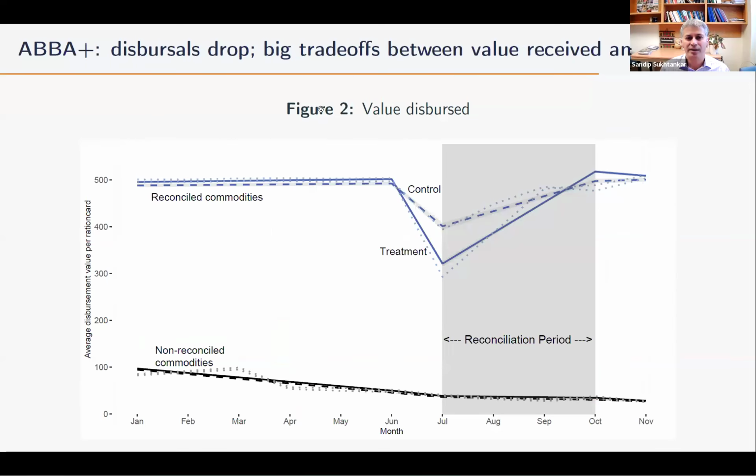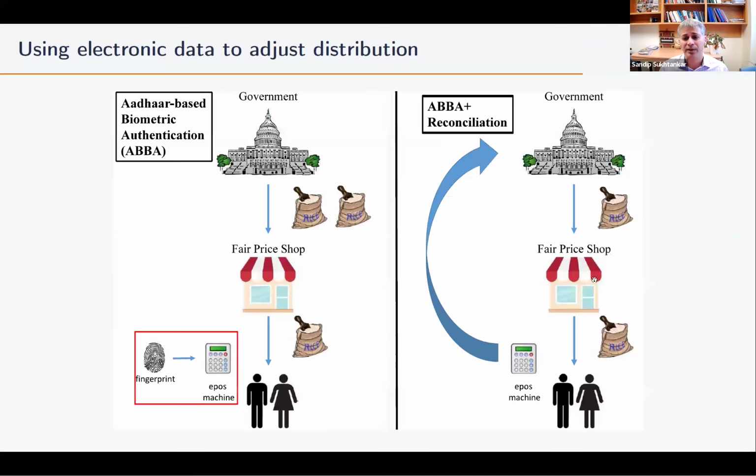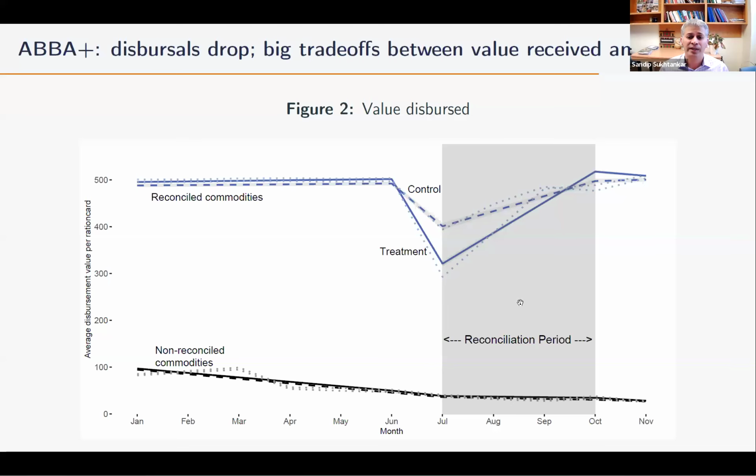So it dramatically reduced leakage, but it also dramatically reduced the amount of food aid that was going out. So you'll see that treatment is actually now lower than control. And why this happened is, of course, now the agents running the fair price shops, who were previously benefiting from the leakage, cannot benefit anymore, and they don't have any grain to send out because they've already sold it off or sent it off elsewhere. And so people really, really suffered.